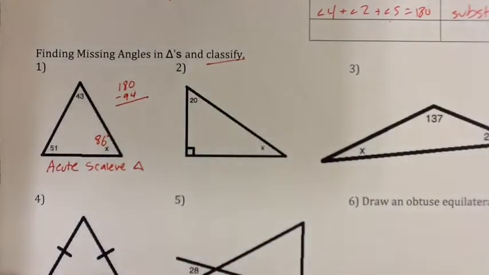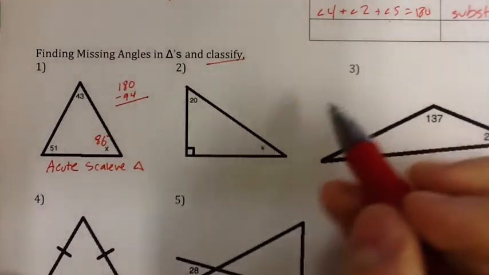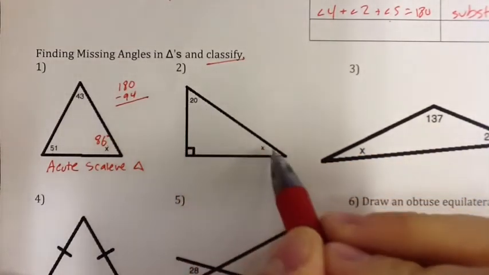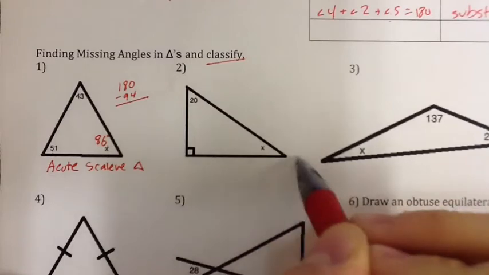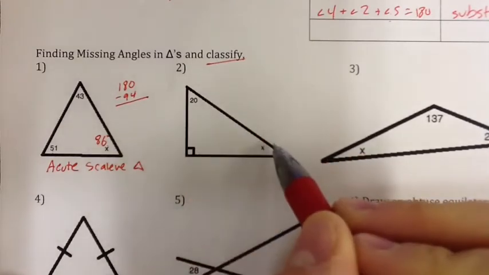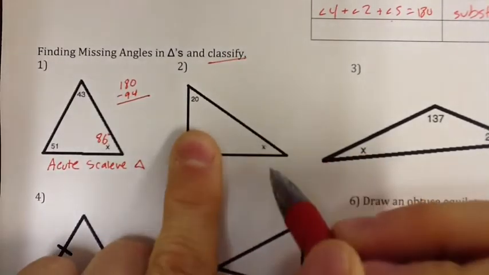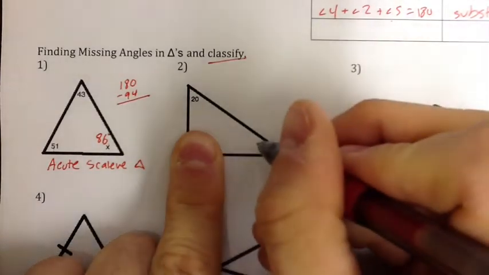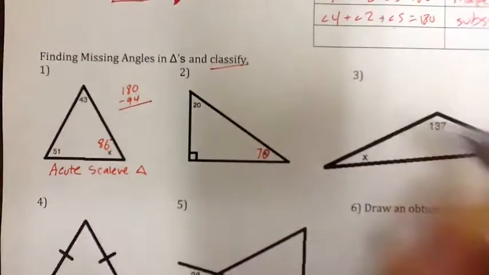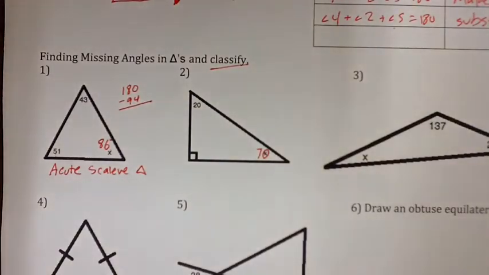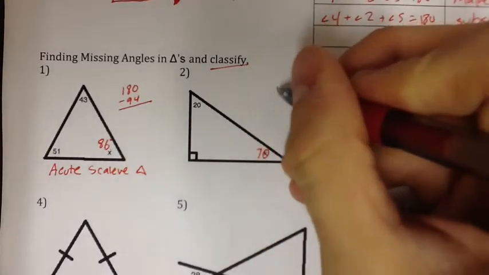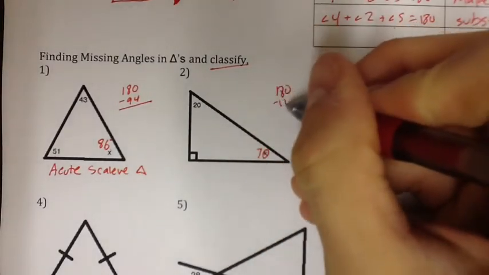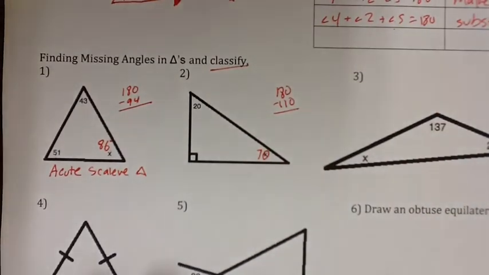And you'll get really good at right triangles. We're going to do a whole unit on them. Because if all three of these add up to 180, 180 minus 90 means these two have to add up to 90. And so this is going to have to be 70. Okay? Or we could have just added these two together and subtracted from 180, either way.